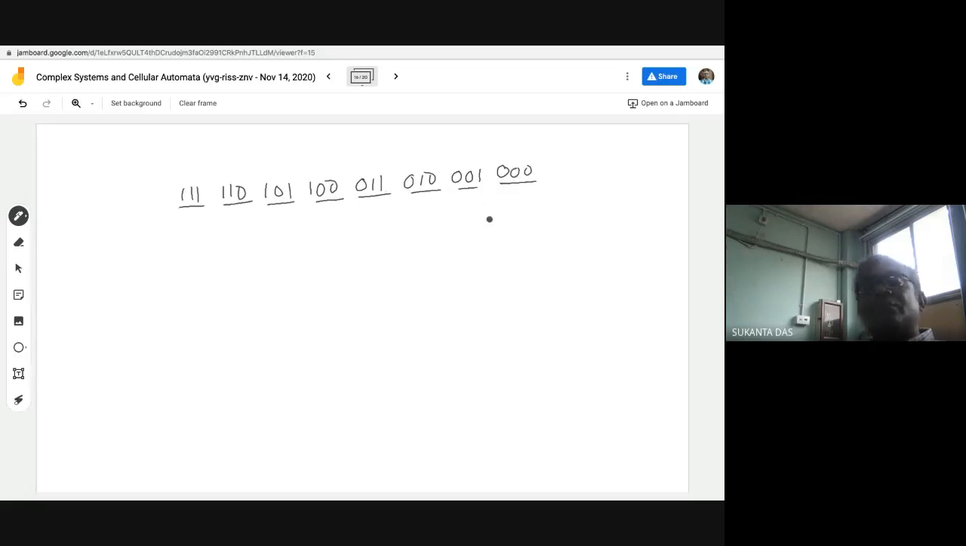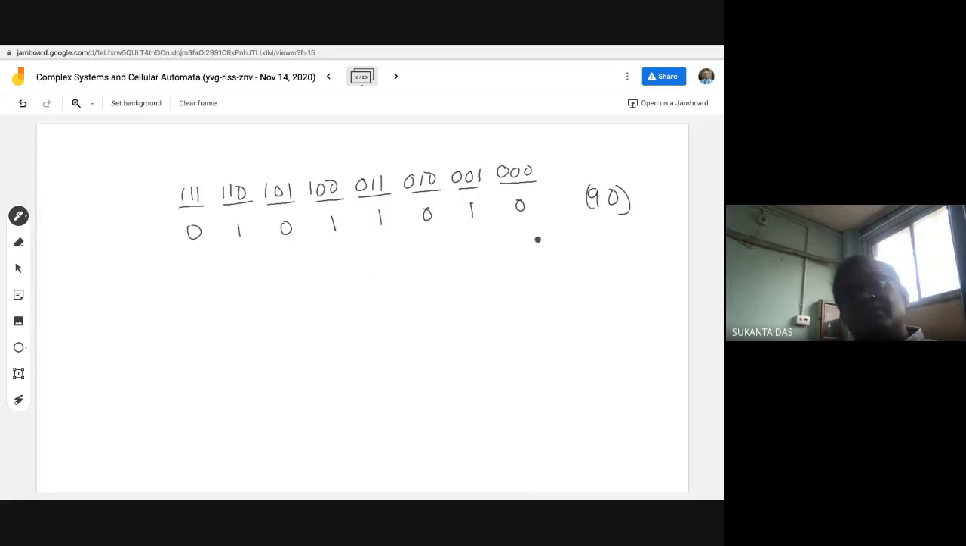In case of rule 90, it is 0, it is 1, it is 0, it is 1, it is 1, it is 0, it is 1, it is 0. It's rule 90, you can check it is rule 90. And this is a linear rule.